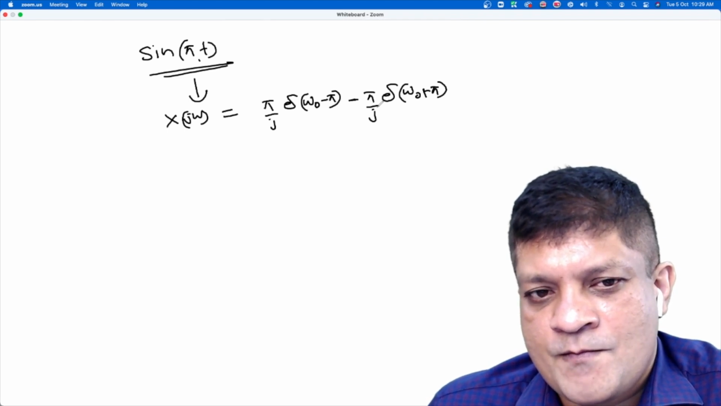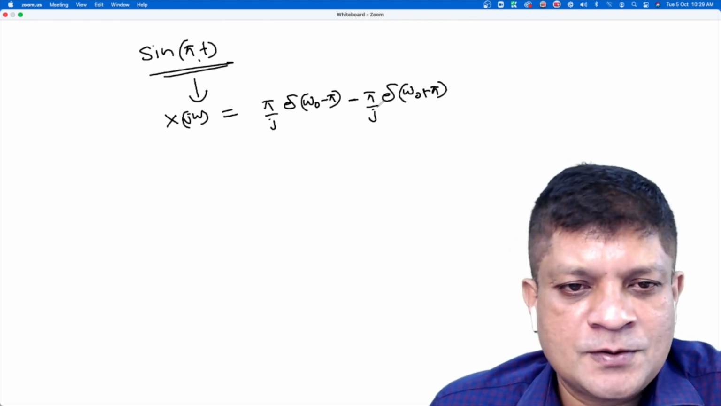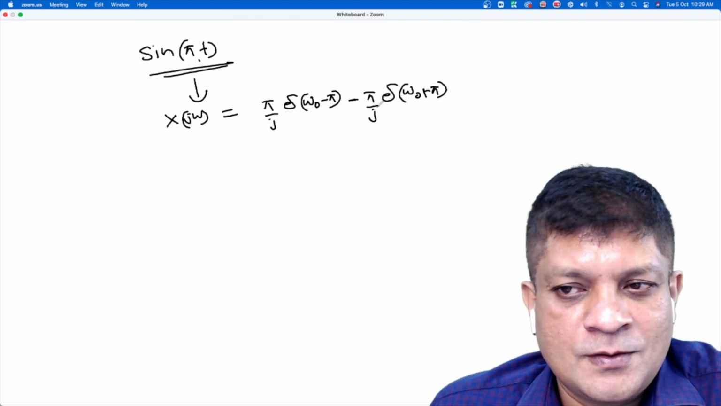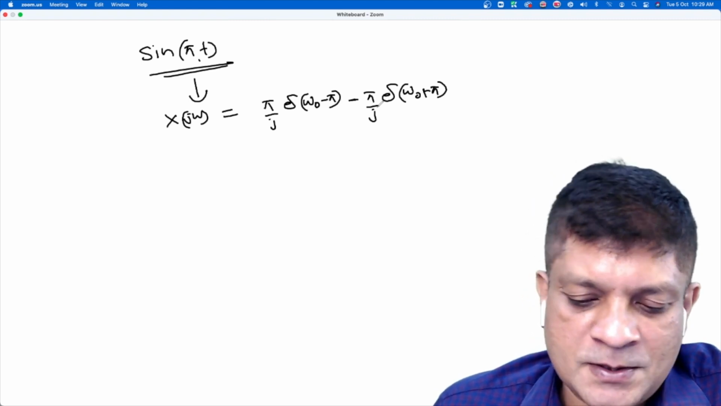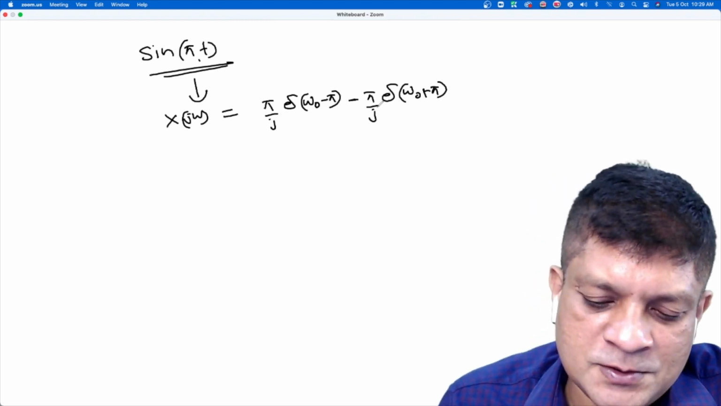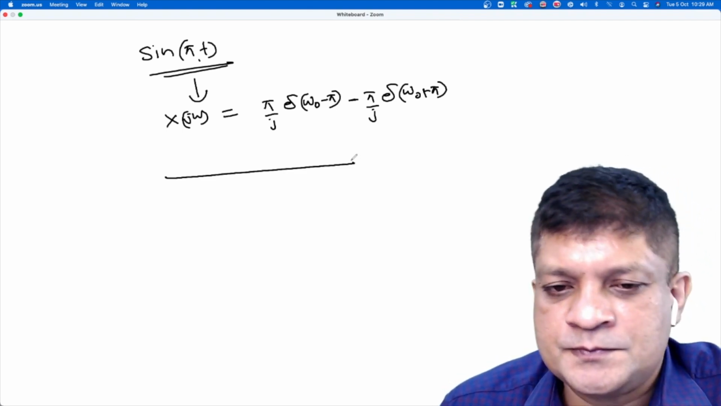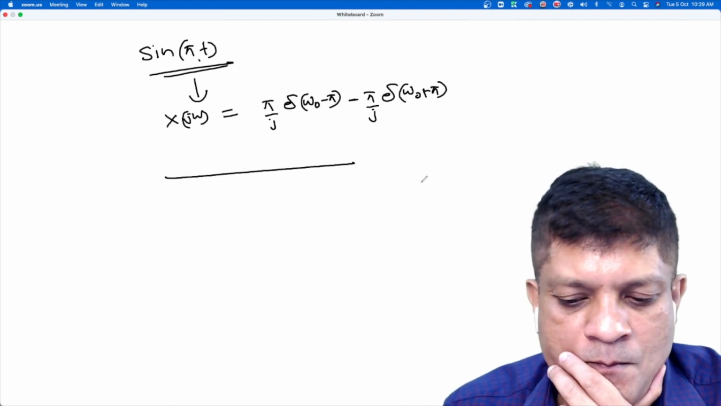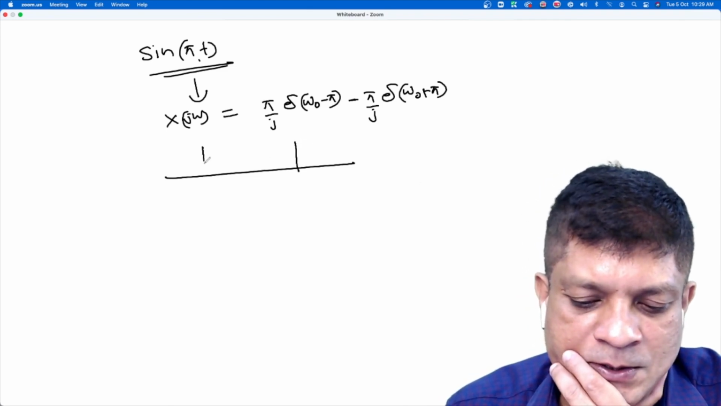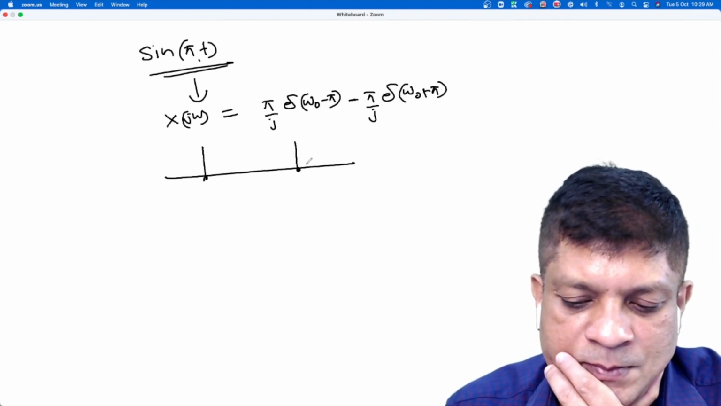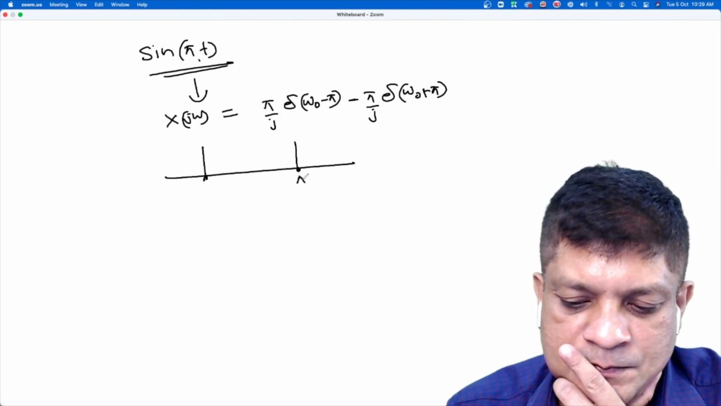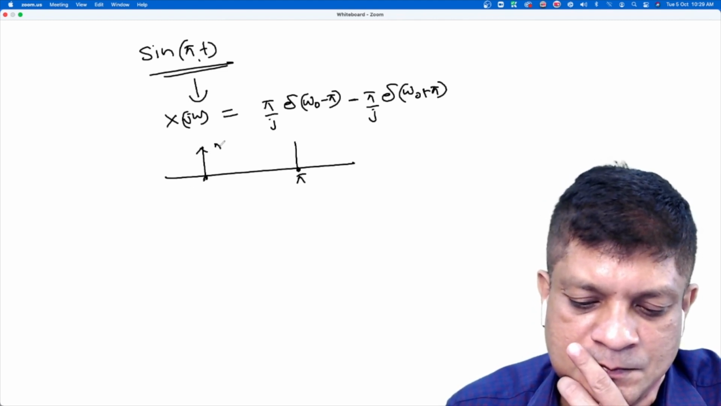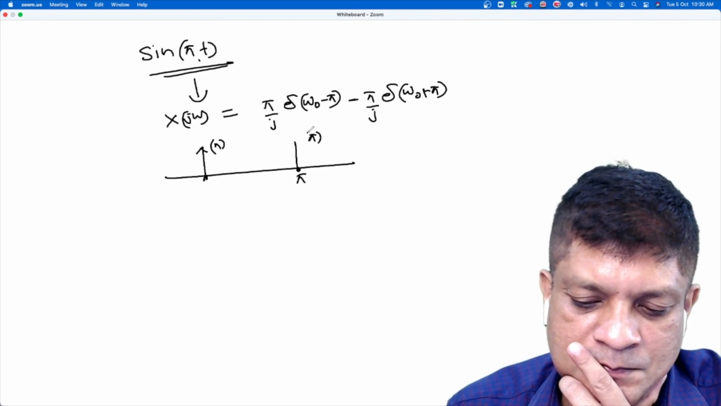Complex valued. So we have to plot what? Magnitude and phase separately. What is the magnitude spectrum? Impulse at minus pi and pi. What is the strength of that impulse? Pi. Is it this?